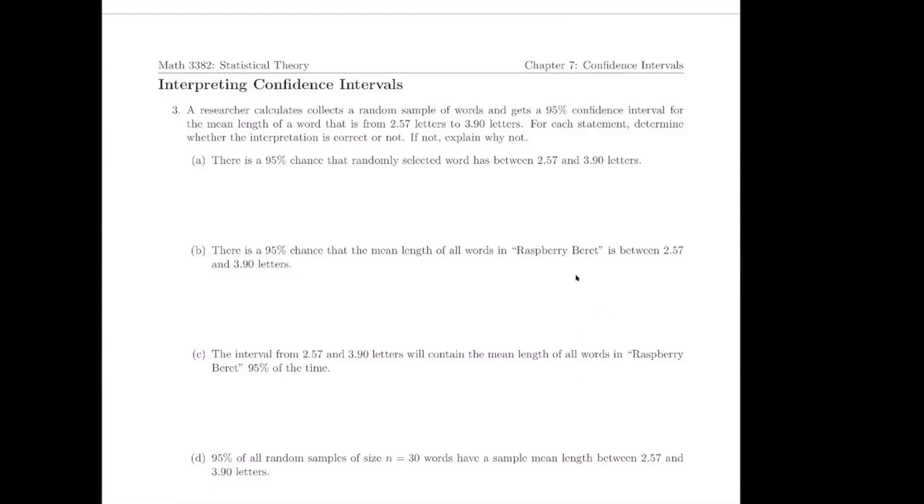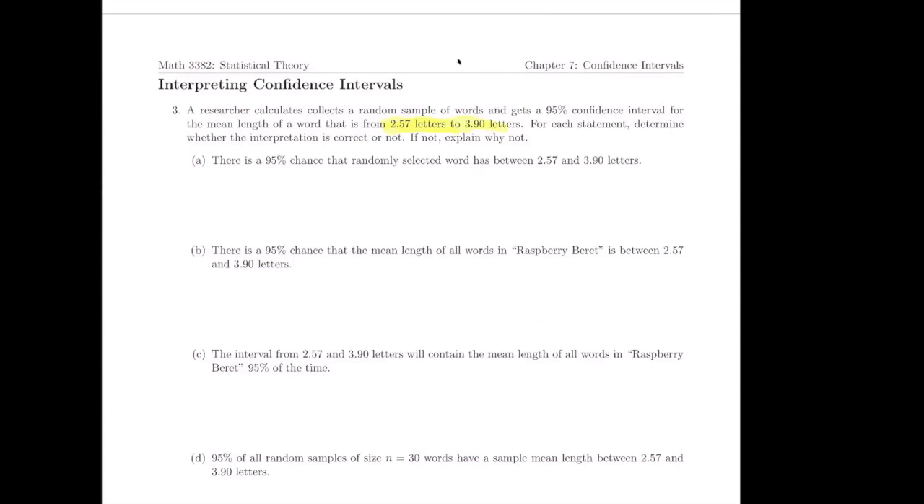So the idea here is, okay, we collect a random sample of words and we construct a 95% confidence interval, and we find out that this 95% confidence interval goes from 2.57 up to 3.9 letters. So the question is, okay, if you were going to interpret what this interval tells us, which of these statements would be good ways of interpreting a confidence interval? So I'm going to open a poll just to see what you guys are thinking about these.